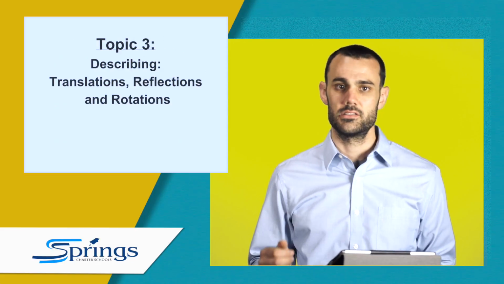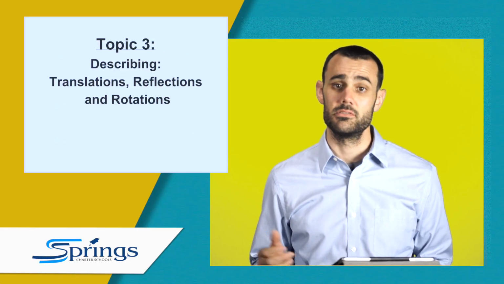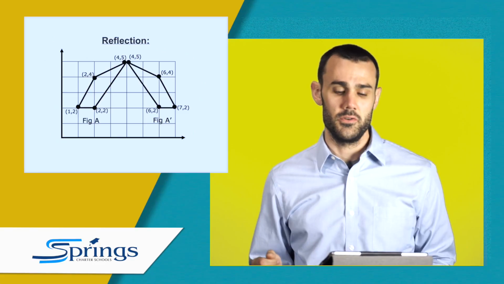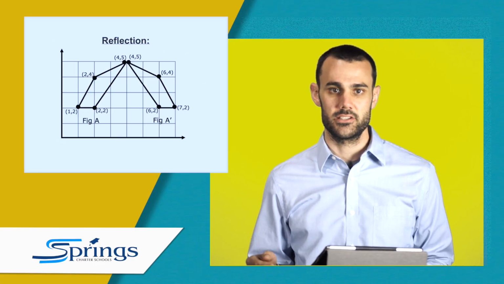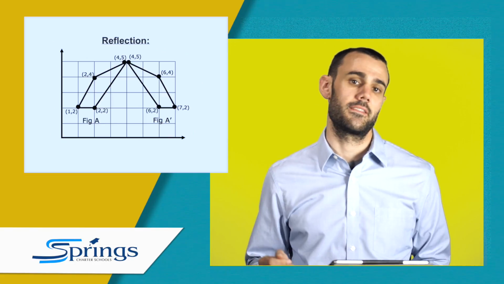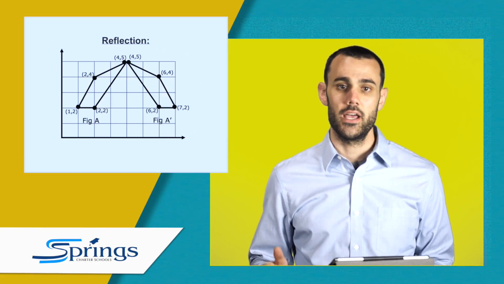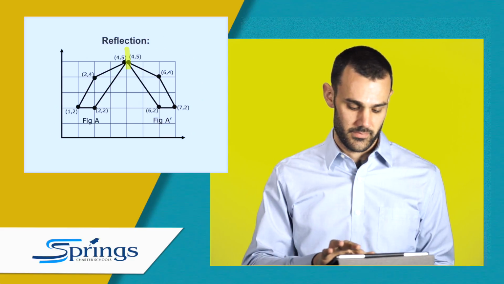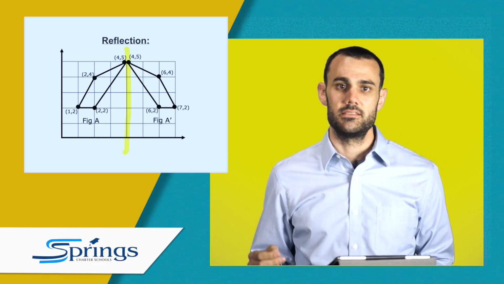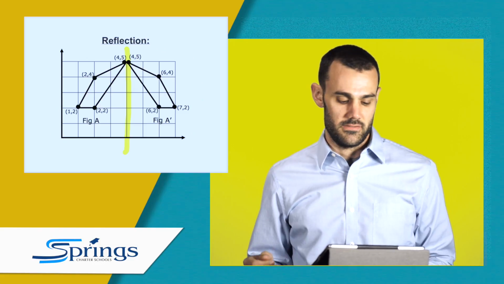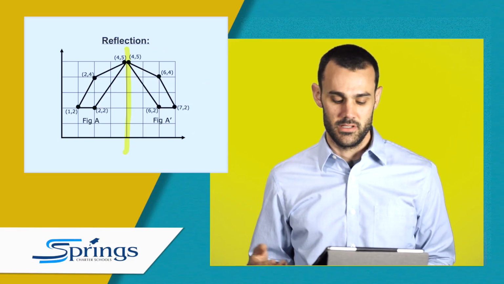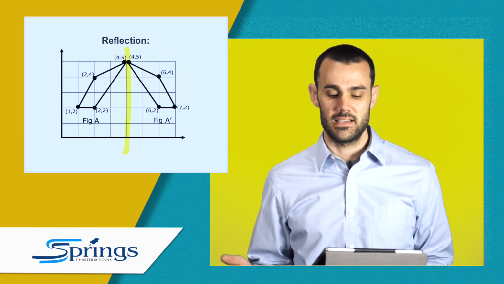Topic number 3, describing translations, reflections, and rotations. So you can see here our image is of a unique polygon. It has a line of reflection. See if you can figure out or draw or put your finger on the screen where you think the line of reflection is. I'll go ahead and do the same. My line of reflection has been drawn in a nice yellow color. You can see that the image, figure A, has been reflected over the line of symmetry or the line of reflection to make the new figure on the opposite side.